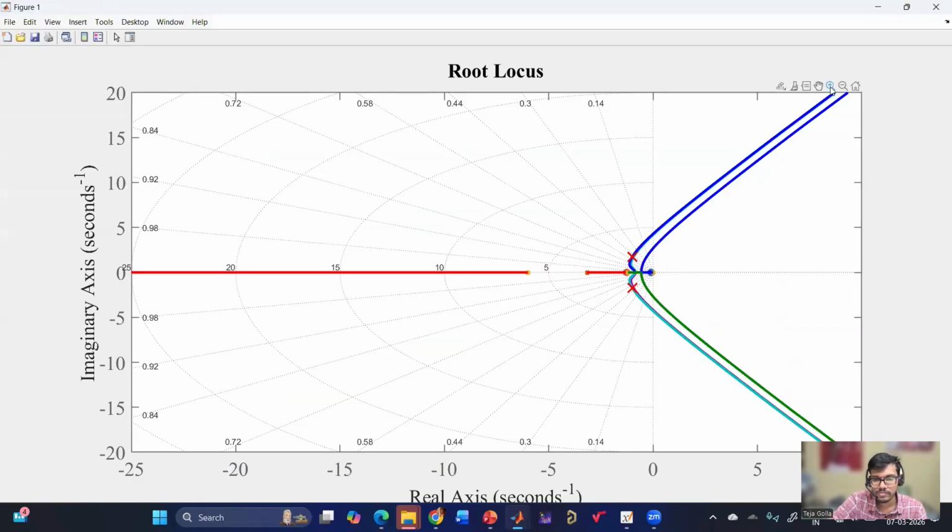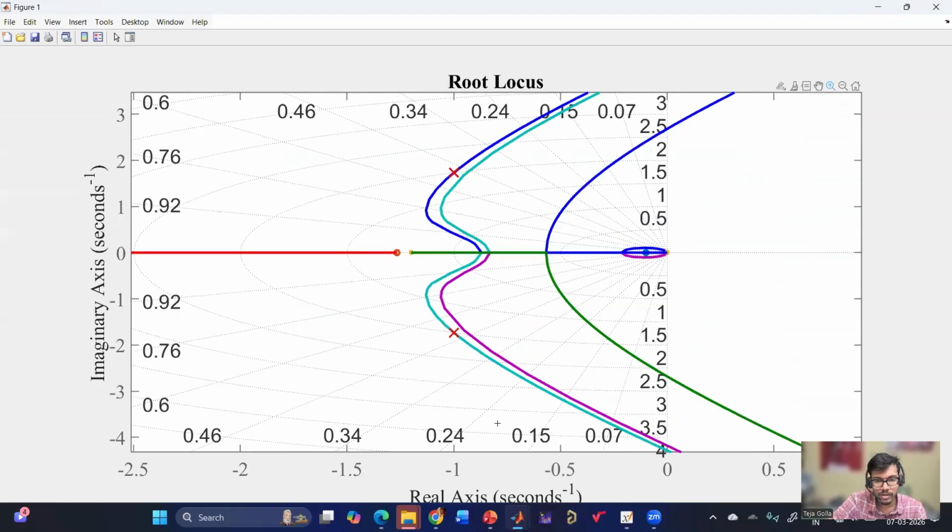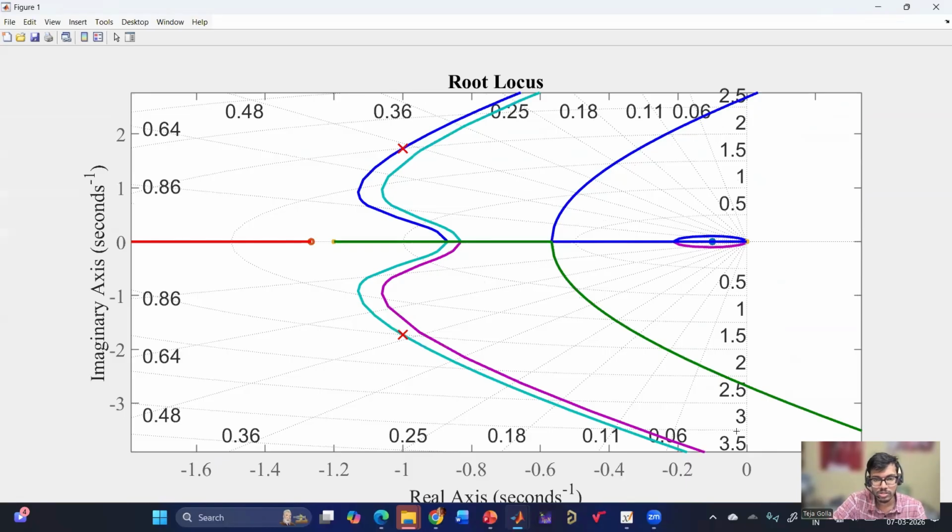Yeah. So I'm interested only in this region. So if you see, yeah, this is the interesting aspect. This blue color corresponds to the original uncompensated. So there is no compensation, and the gain is not sufficient because it is not passing through these desired poles.